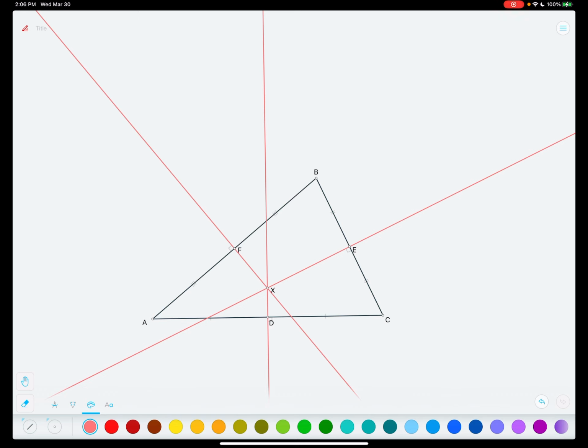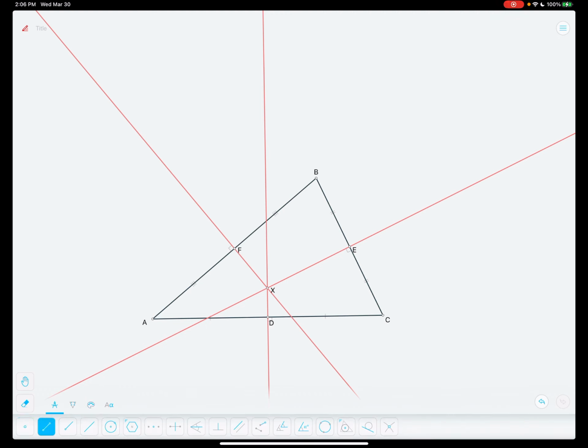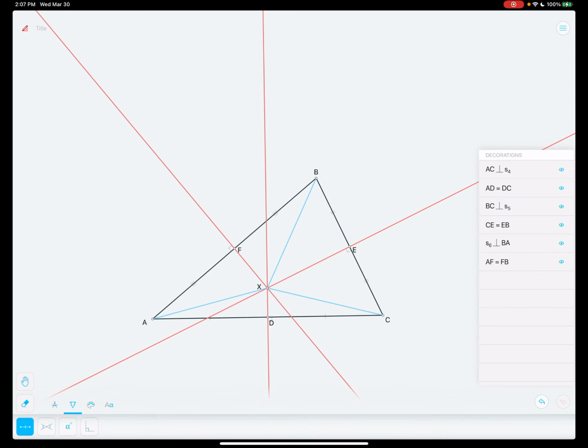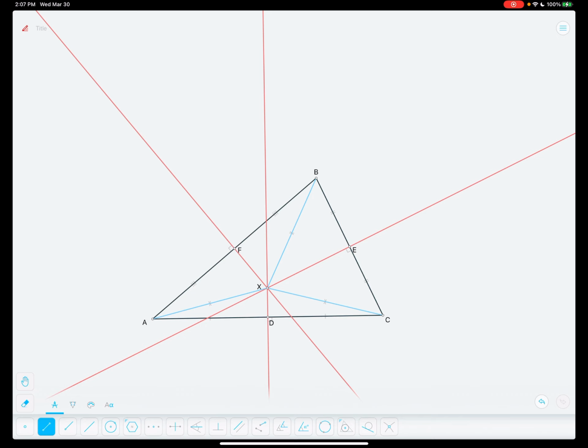The special part of the circumcenter is that I can take extra segments from my circumcenter point X to all of my vertices A, B, and C, and they are all going to be the same distance. So AX is equal to BX is equal to CX. And we can actually show that over here. AX, these are the same, and these are going to be the same as well.